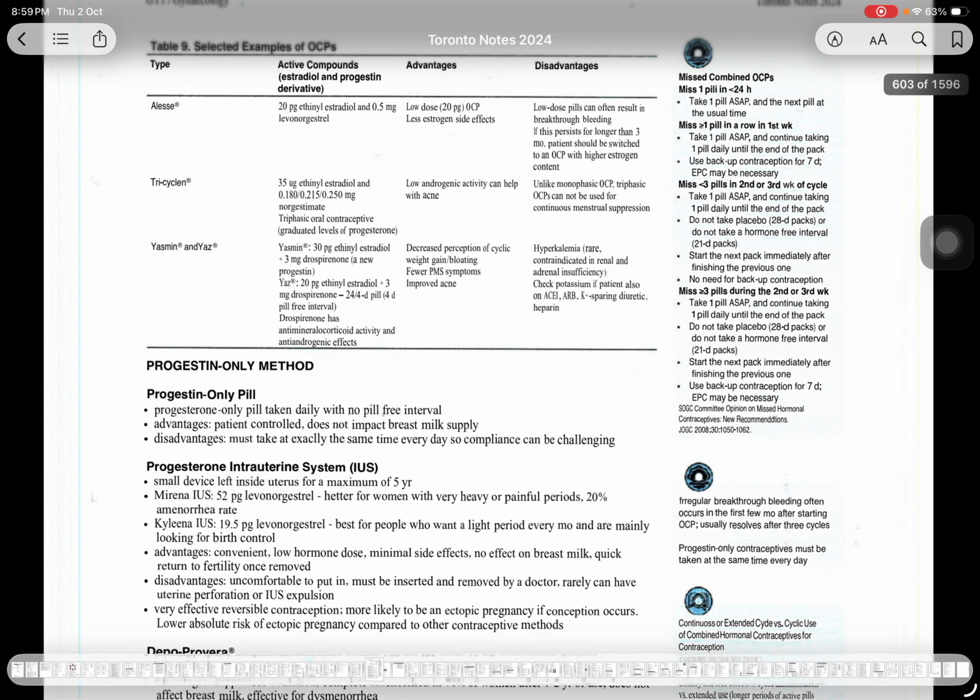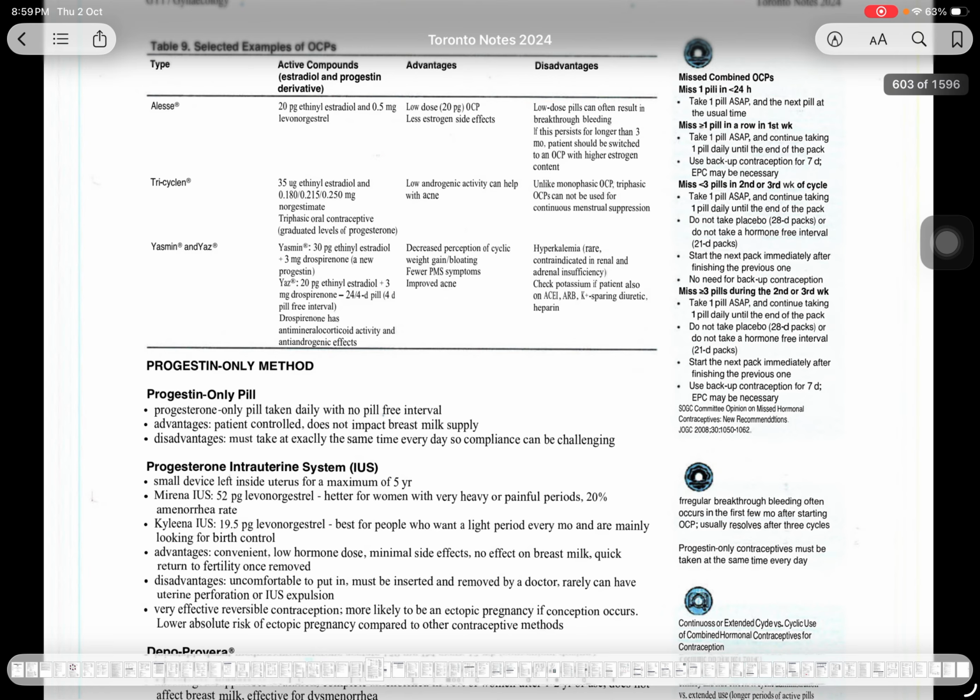So let's say in an exam they may ask you a question like, a patient is coming in for contraception and she prefers having an effect on her acne as well, something that is better for her acne. So you can pick Yasmin, Yaz, or drospirenone, which is an anti-mineralocorticoid or anti-androgenic effective OCP.